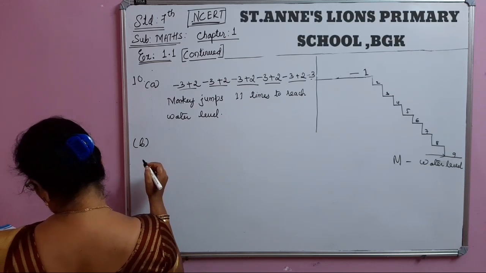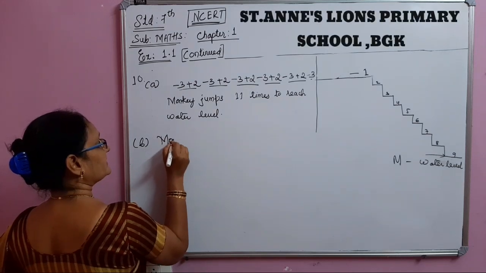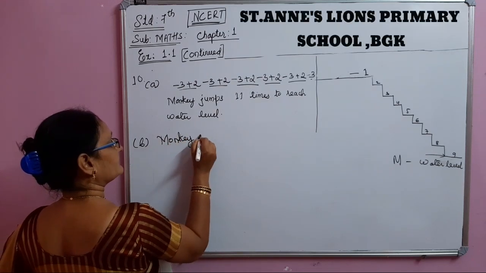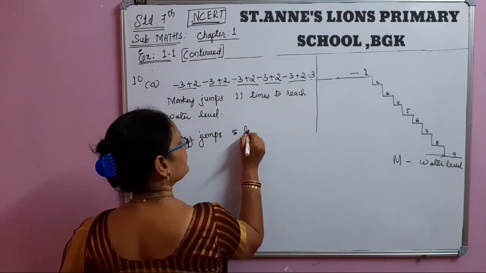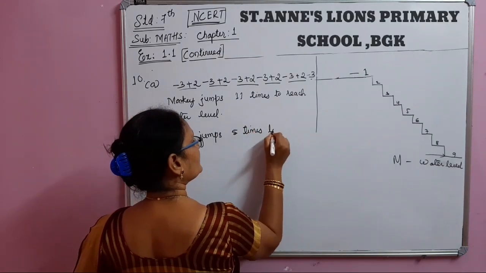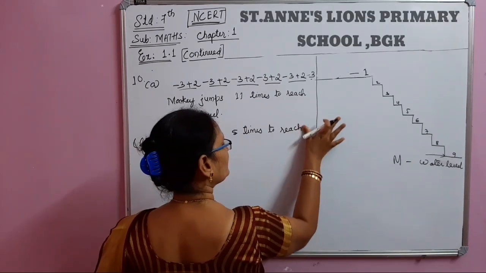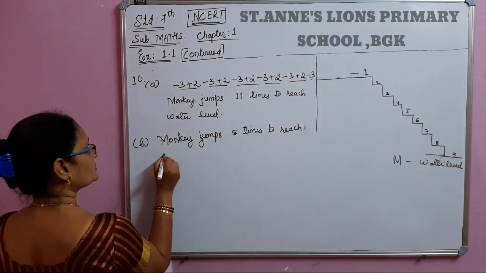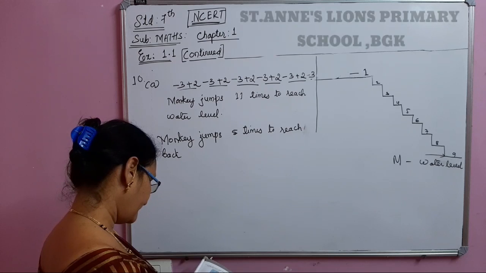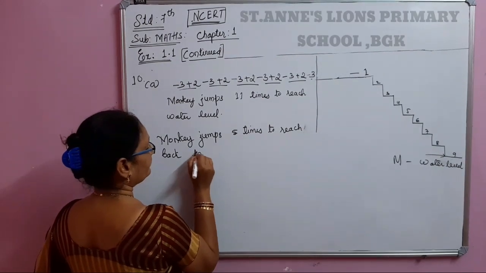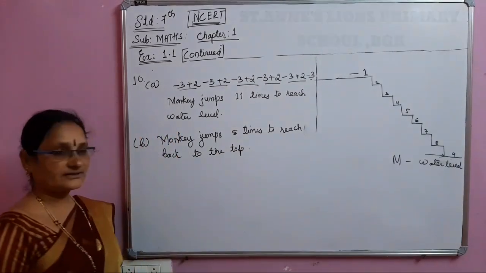Monkey takes 5 jumps to reach back. Monkey jumps 5 times to reach back to the top. This is what? B.